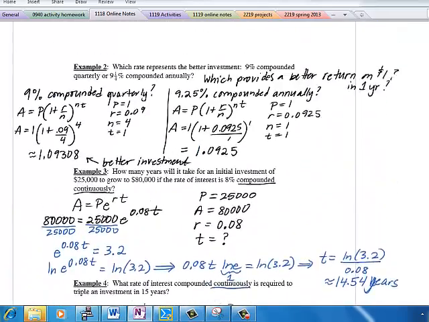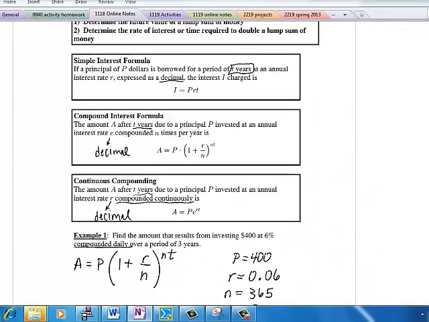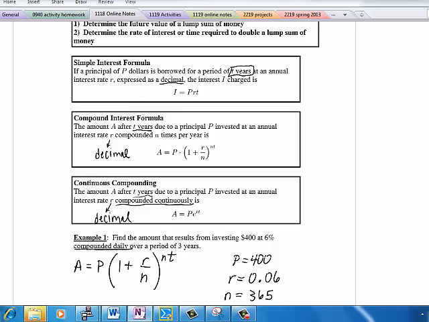So you do need to memorize these three formulas, and we'll be asked to use those on your final exam.